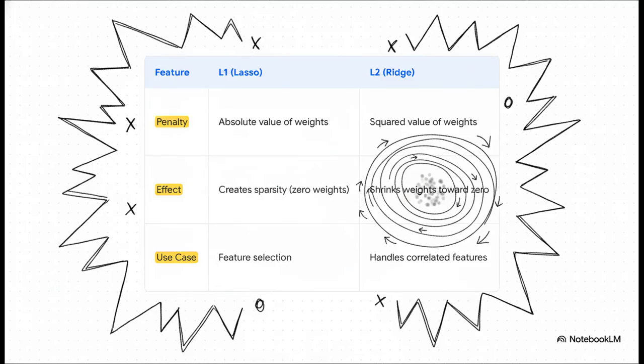First, you've got L1, also called lasso. It adds a penalty based on the absolute value of the model's parameters.